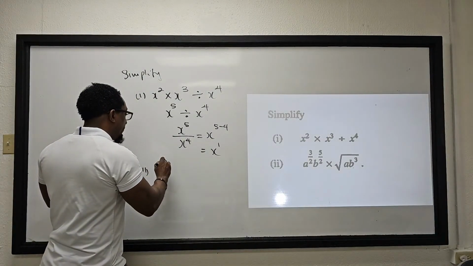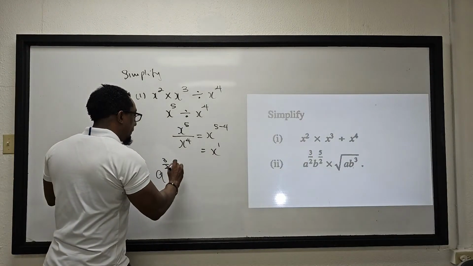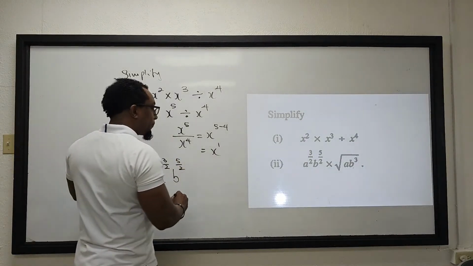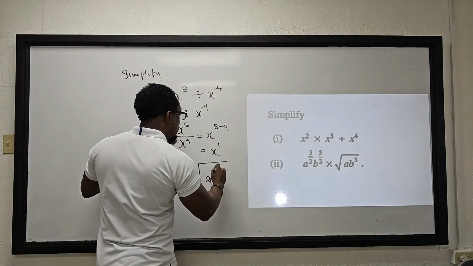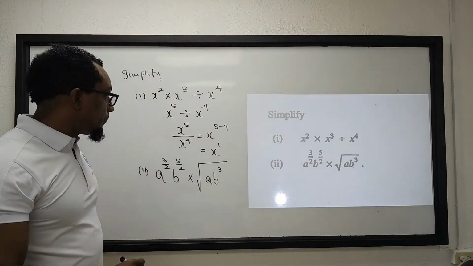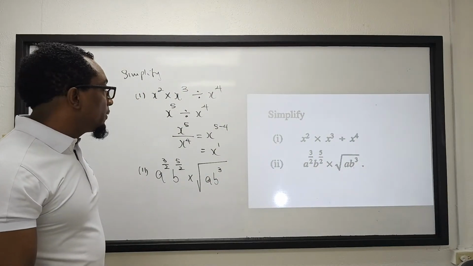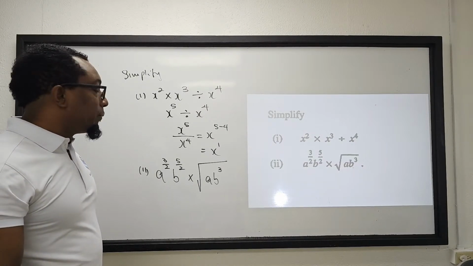And 2, a to the power of 3 over 2, b to the power of 5 over 2, multiplied by the square root of a to the power of 3. So very important how we treat this question. So what are we going to do here?